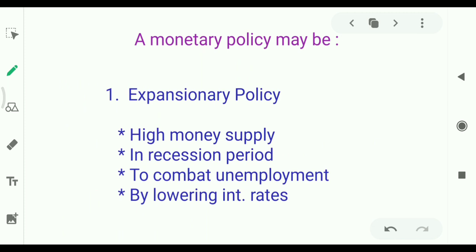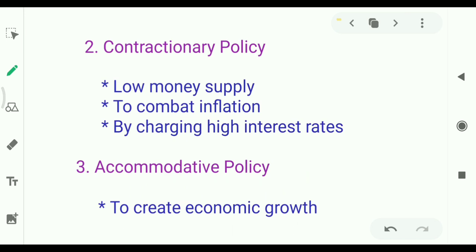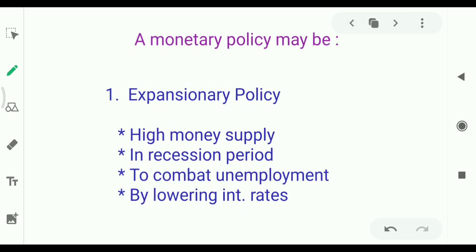Now, a monetary policy may be of different types, like expansionary policy, contractionary policy, or accommodative policy. The first one is expansionary policy. It results in high money supply. The word itself says expansion. So it is done at the period of recession.